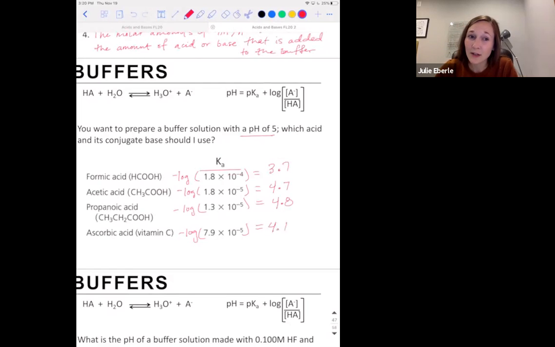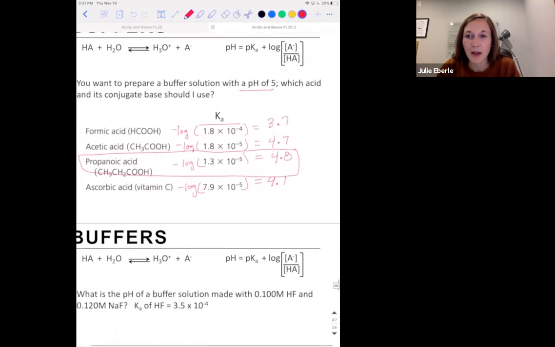So acetic acid was close, and most people picked acetic acid. But propanoic acid is even closer. So the buffer you would want to pick would be this acid and its conjugate base. Does that make sense? How you calculate a pKa? How this plays into the quality of a good buffer? All right.